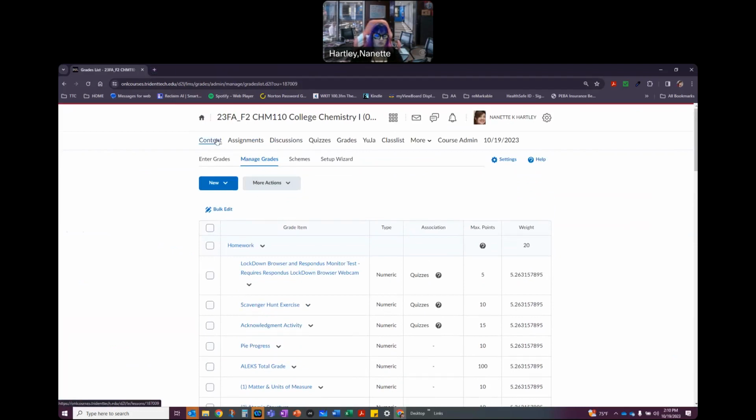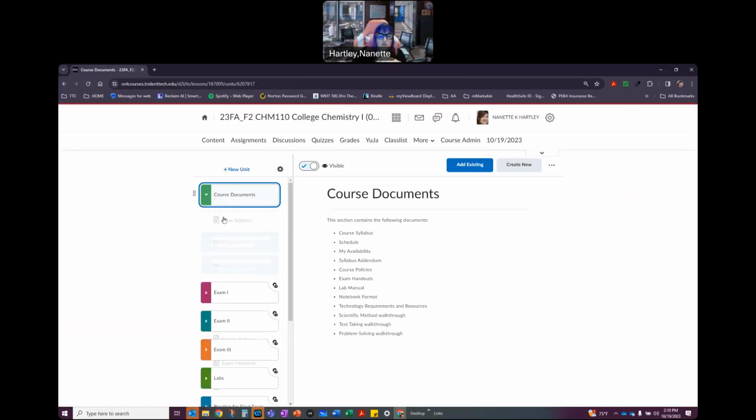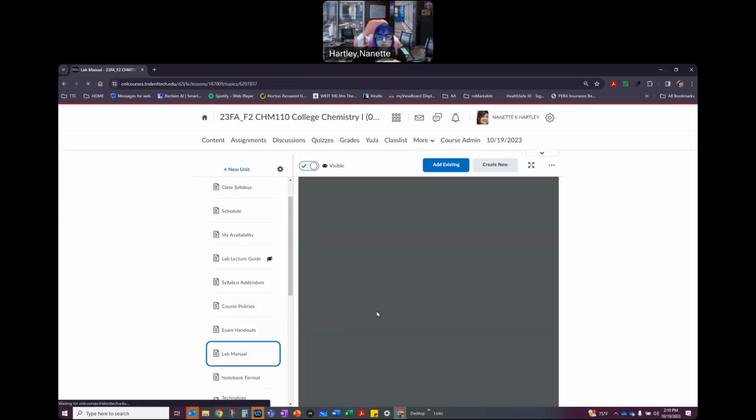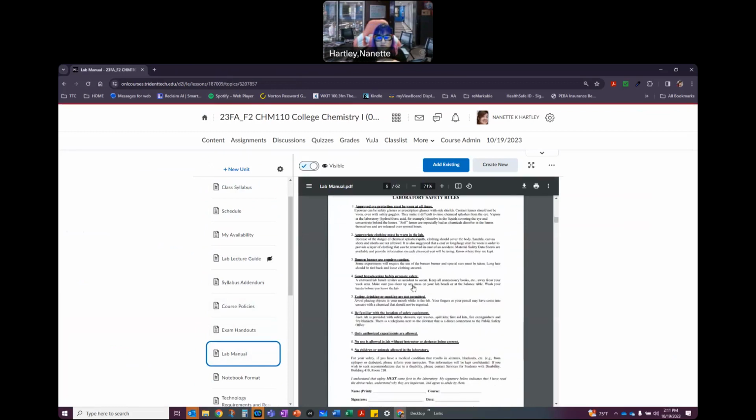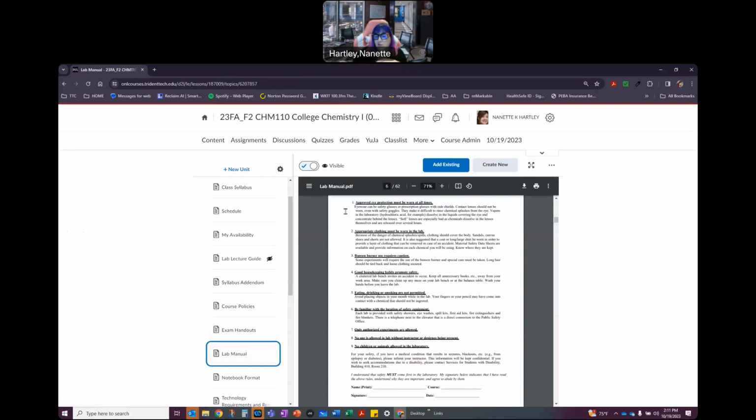So I've talked about the lecture part. Now let's talk about the lab part. Okay. So since you weren't in the lab, one thing that you don't have yet, and you will have to do when you come to see me, is this thing right here. These are the lab safety rules, and these are actually available in the lab manual. So if you come into content, the course documents, stuff here. This is the sheet that you'll be signing.